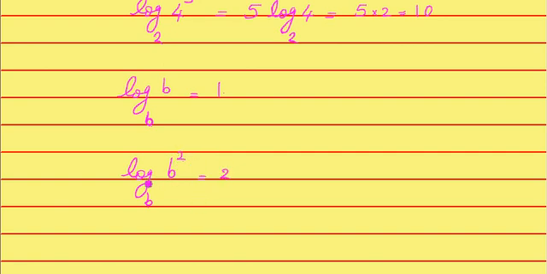And so on. If I had logarithm of b cubed in base b, I'll be looking for a number such that if b is raised to that, I'll get b cubed. Obvious answer is just 3. So all of these can be summarized in one rule. Logarithm of b to the power of n in base b is just n.